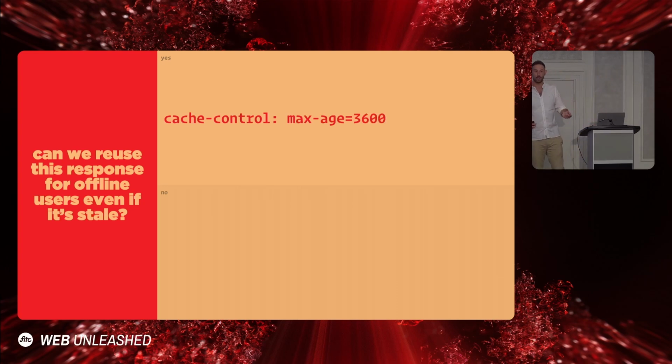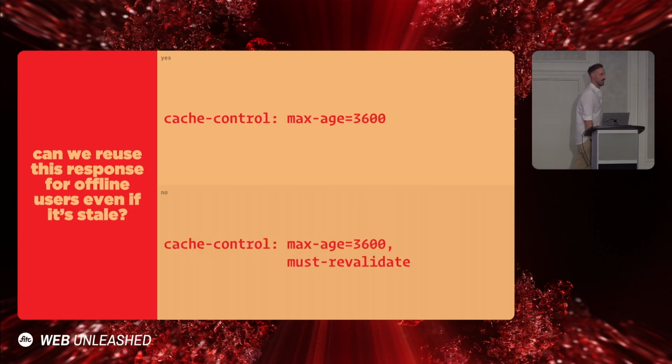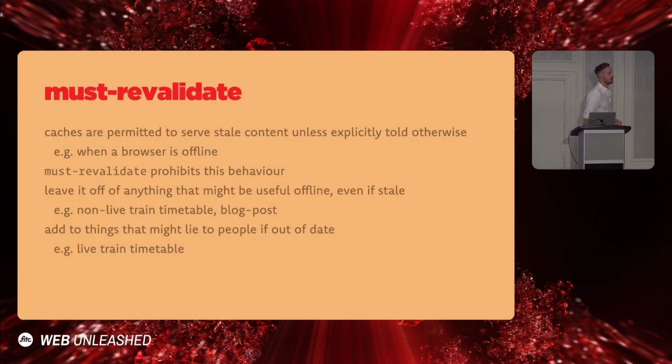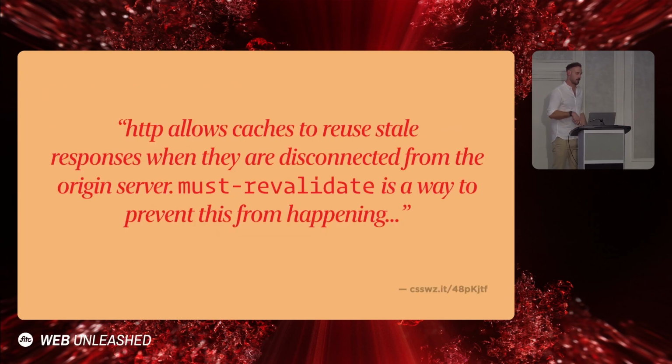If this doesn't sit well with you, you can opt out of it very easily by just adding must revalidate, which says, as soon as we hit that max age of 3,600, an hour, you must revalidate with the server. You cannot recycle or reuse this response once it's gone stale. So must revalidate. Caches are permitted to serve stale content, unless explicitly told otherwise. I'll just nip through this a little quicker. In the spec, it says right there, HTTP allows caches to reuse responses when they're disconnected from the origin server; must revalidate prevents that from happening.